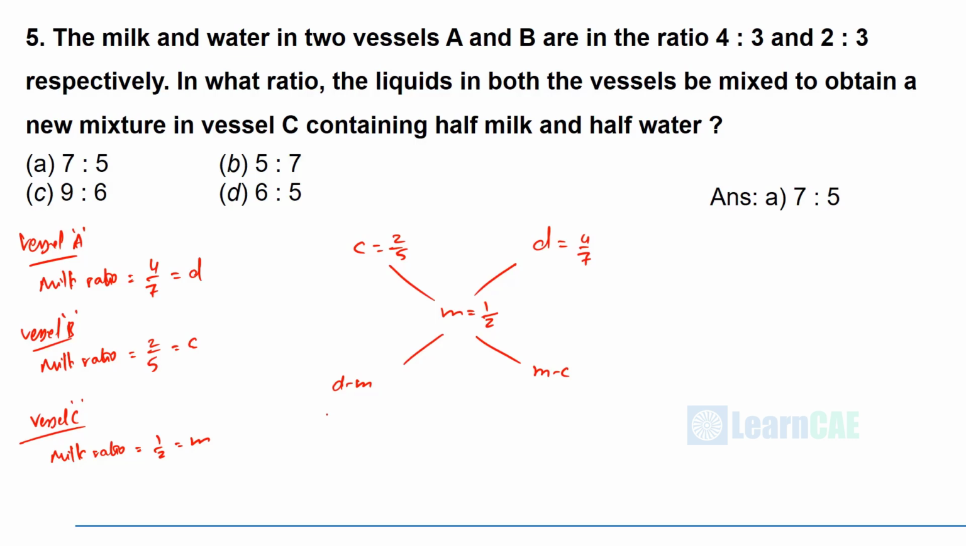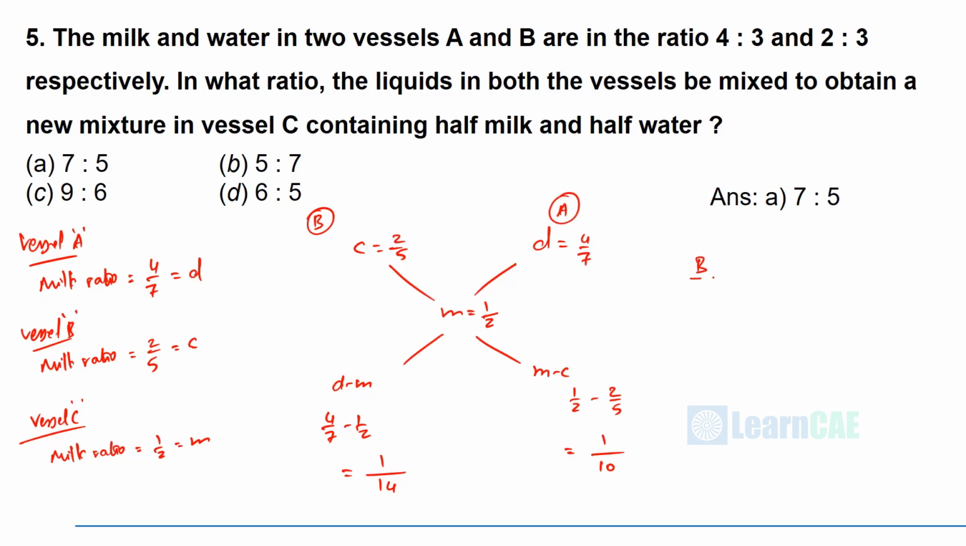D minus M is equal to 4 by 7 minus 1 by 2 and M minus C is equal to 1 by 2 minus 2 by 5. So this will be equal to, denominator is 14, this will be 8 minus 7, 1. Here this will be, denominator is 10, 5 minus 4, 1. Here C corresponds to vessel B and D corresponds to vessel A.